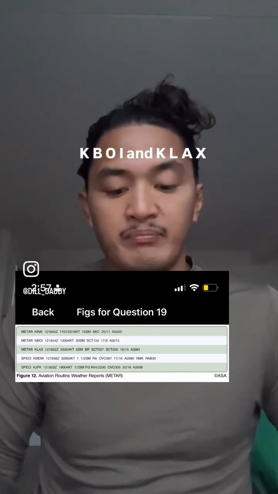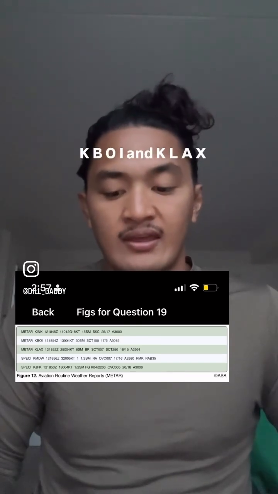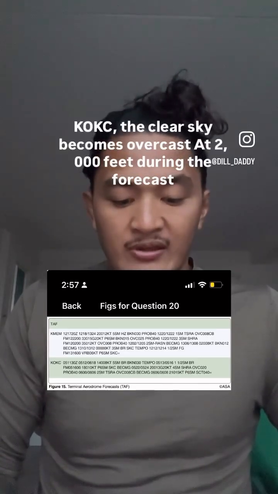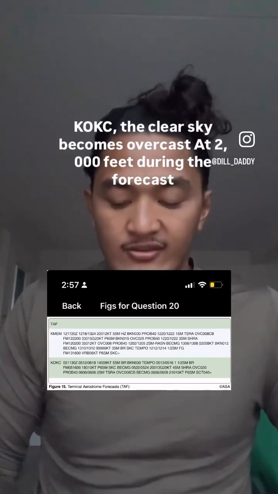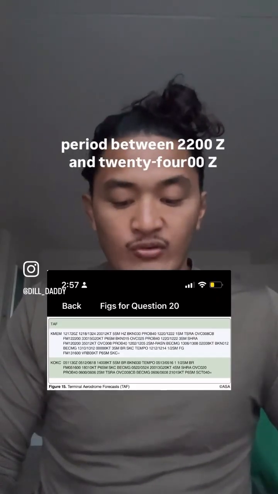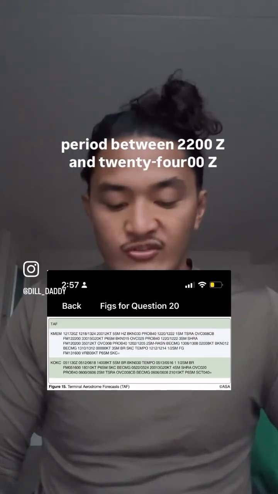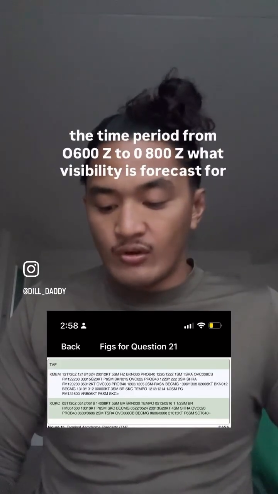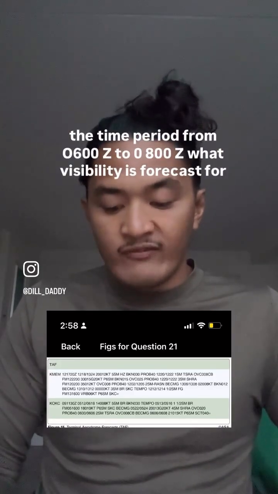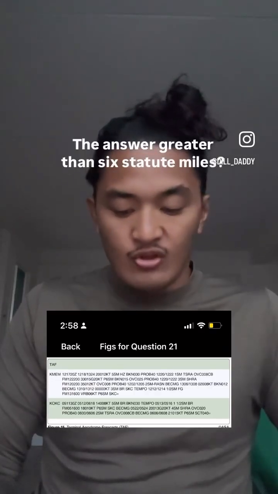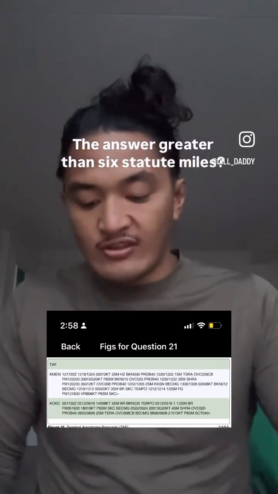KINK, KBOI, and KLAX. In the TAF from KOKC, the clear sky becomes overcast at 2,000 feet during the forecast period between 2200Z and 2400Z. During the time period from 0600Z to 0800Z, what visibility is forecast for KOKC? The answer: greater than 6 statute miles.